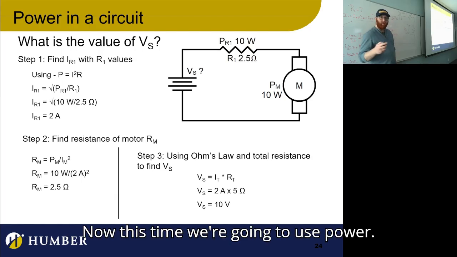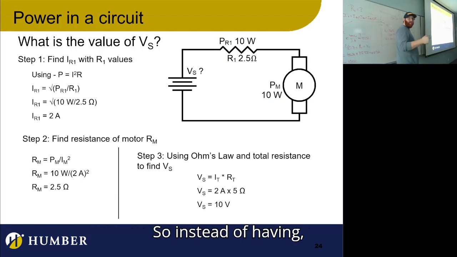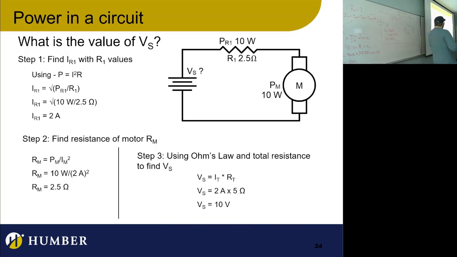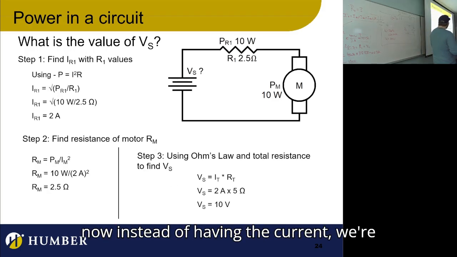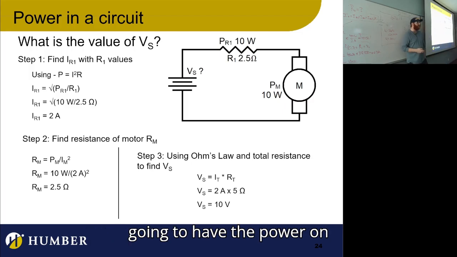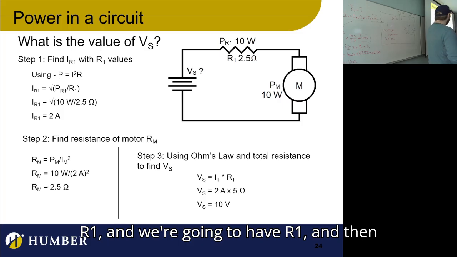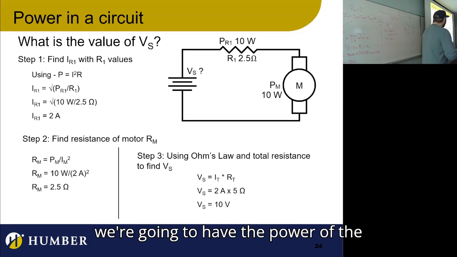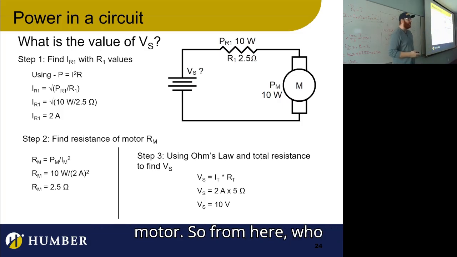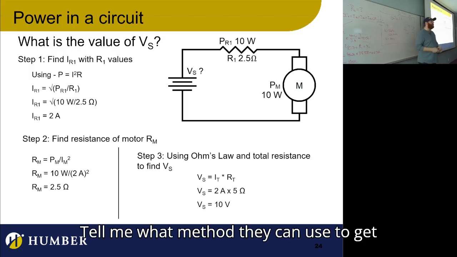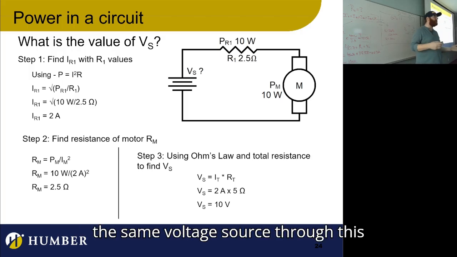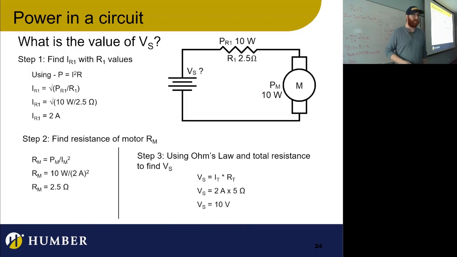Now this time we're gonna use power. So instead of having the current, we're gonna have the power on R1, and we're gonna have R1, and then we're gonna have the power of the motor. So from here, who can, without looking at the solution, tell me what method they can use to get the same voltage source through this means?